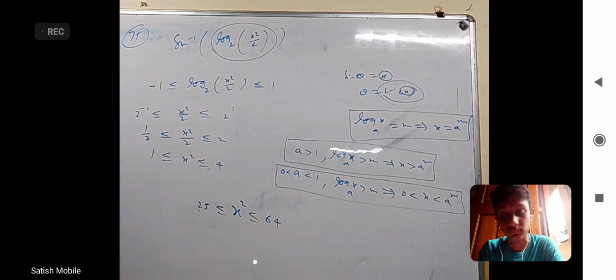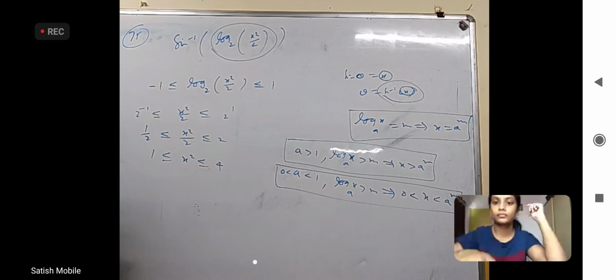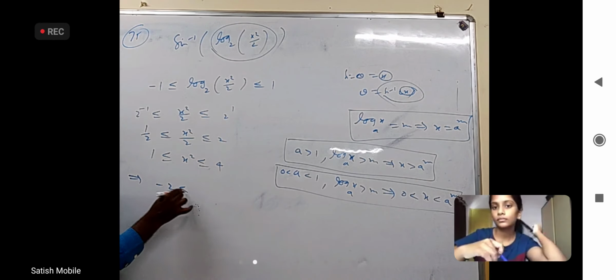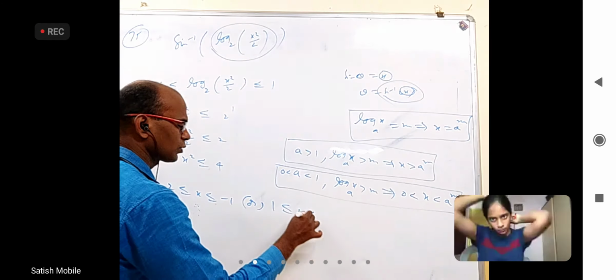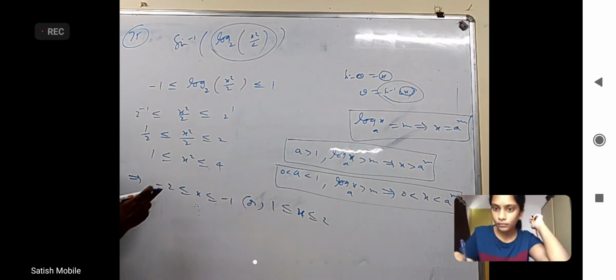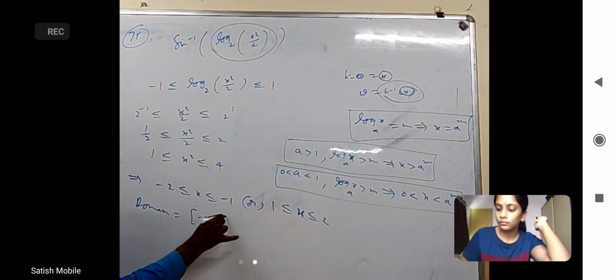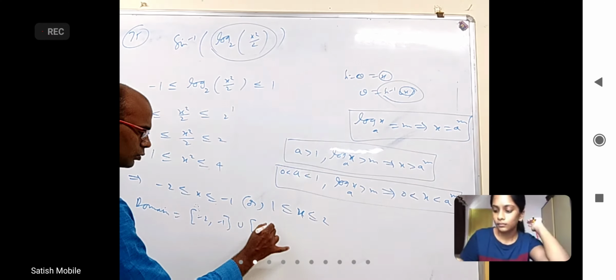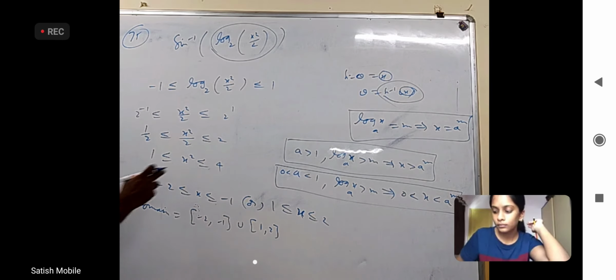So I will tell you how to write properly, but nothing wrong if somebody could write from this that minus 2 less than or equal to x less than or equal to minus 1 or 1 less than or equal to x less than or equal to 2. If it is positive, x should be between 1 to 2. If it is negative, it should be between -2 to -1. And then you can say the domain is -2 to -1 union 1 to 2. This is -2 to -1, and this is 1 to 2, their union. If somebody is not able to say this directly, I will tell you how to do that part.